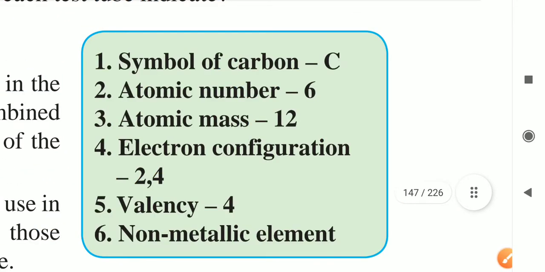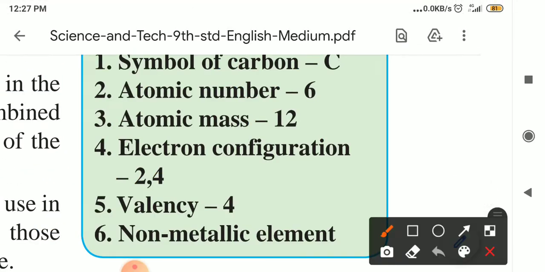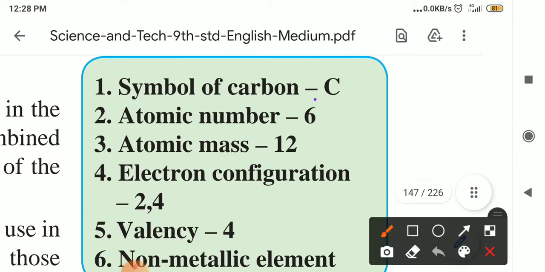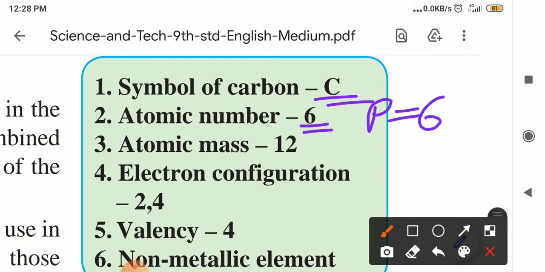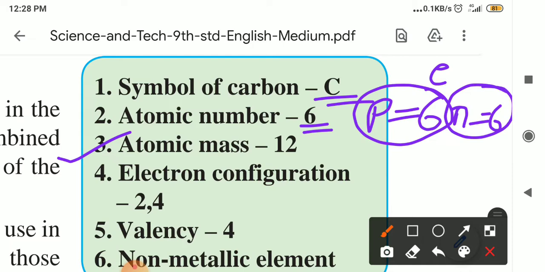So just now I told you that carbon's symbol is C. Its atomic number is 6. So the number of protons inside the carbon is how many? 6 protons are there. And how many neutrons? 6 neutrons. And electrons also, 6 are there. But whenever we take the atomic mass, we add the protons and the neutrons. So 6 plus 6 is 12. Its atomic mass is 12.